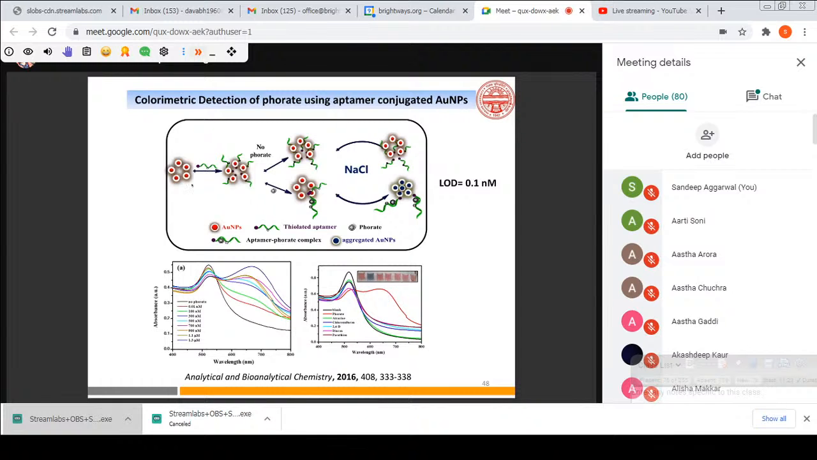So what we did, we synthesized gold nanoparticles, conjugated the aptamer with that gold nanoparticle to make this type of a complex. Then when we added the 4,8, जब हमने pesticide डाला उसमें, तो pesticide क्योंकि aptamer के लिए specific था, that pesticide took away the aptamer and the gold nanoparticle was free.